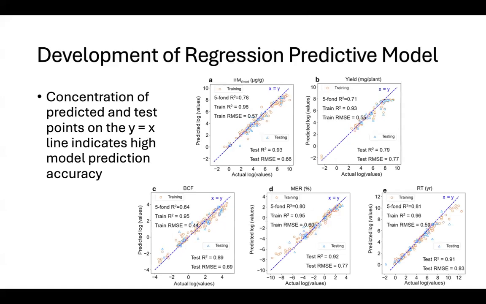The authors also graphed the predicted values and the test values, and they found that the concentration of predicted and test points on the y equals x line indicated a high model prediction accuracy.